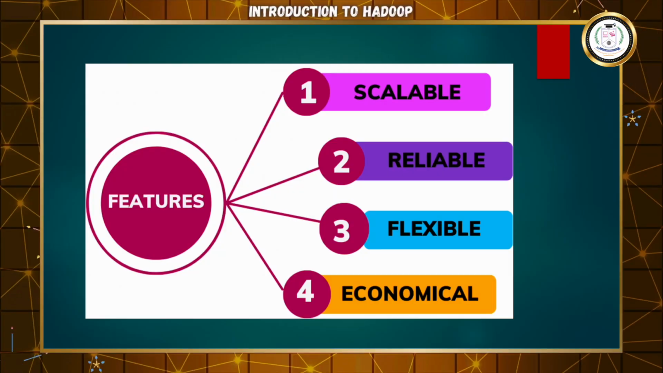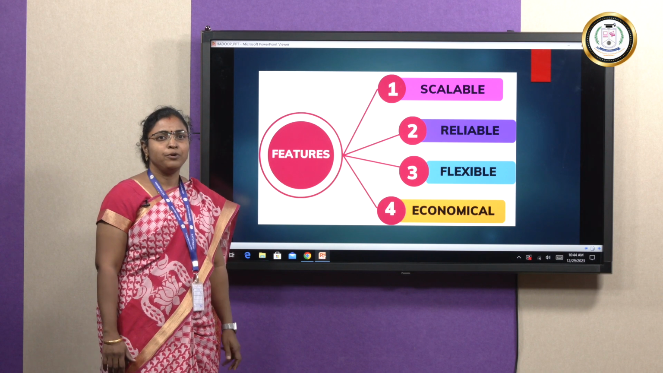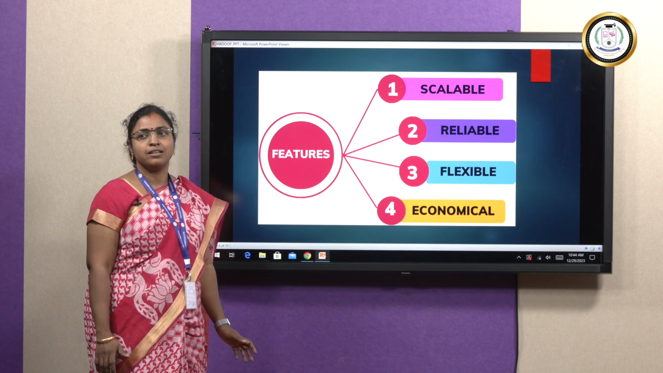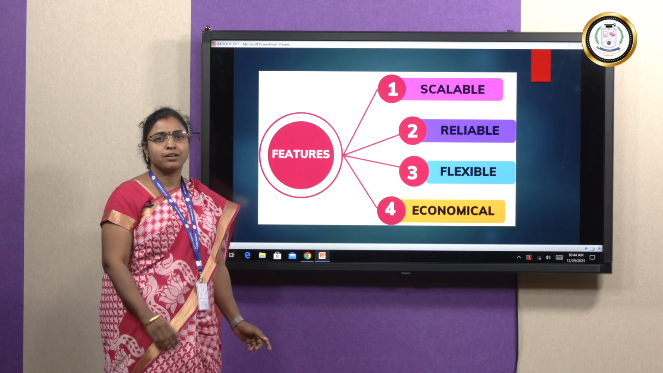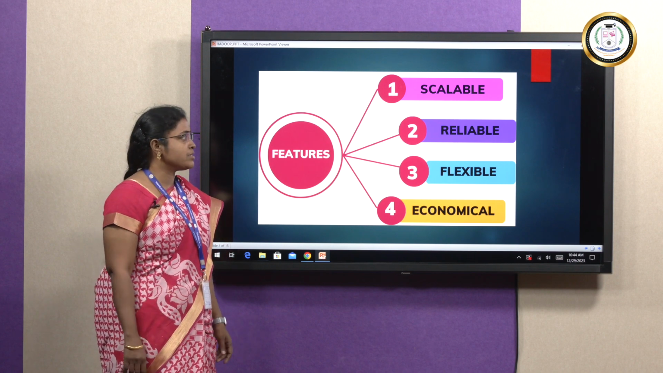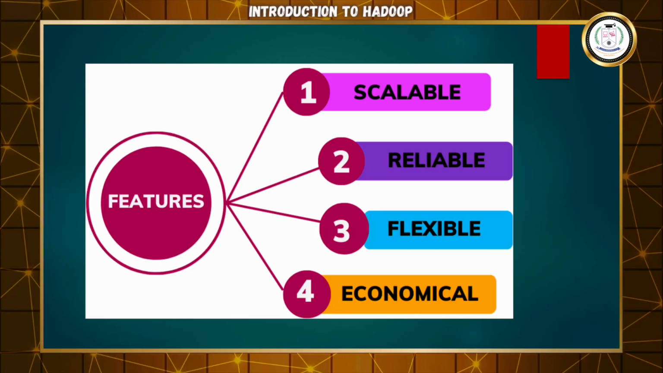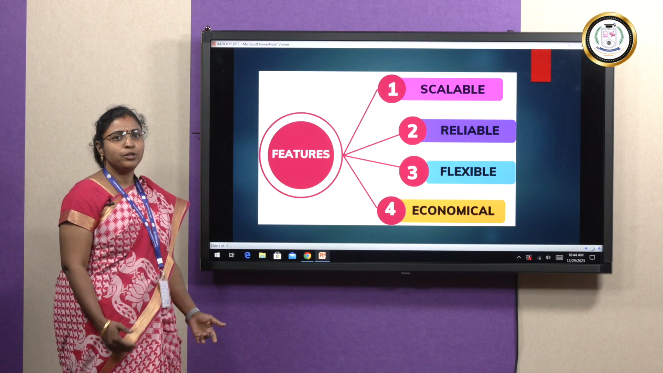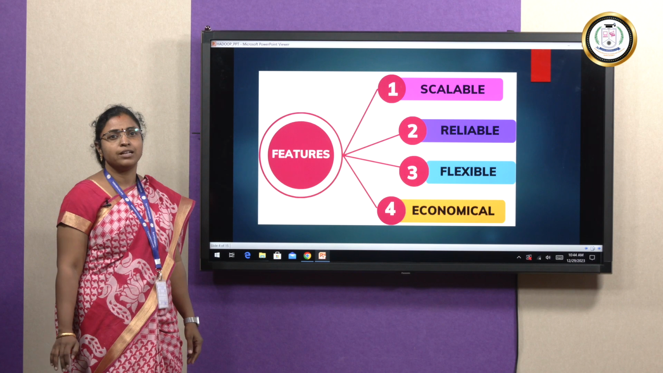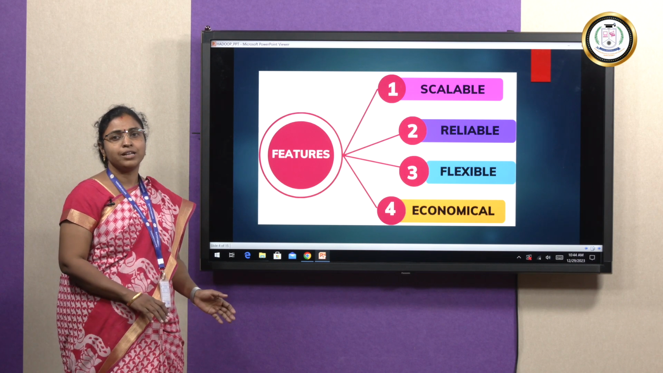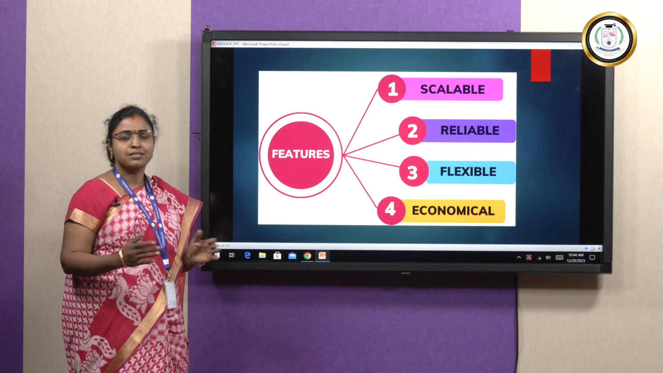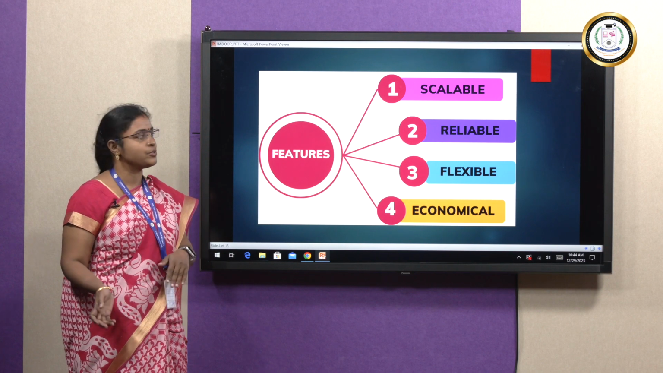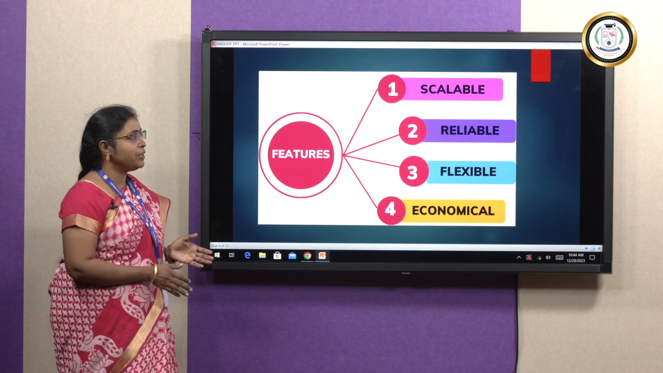First one, scalable. Hadoop supports a large set of machines, from a single system to several machines. Second one is reliable. Reliable means the data will be replicated, so we store more copies of the data. Automatically, if one machine fails, we have copies in other machines also. So Hadoop ensures the reliability of the system.